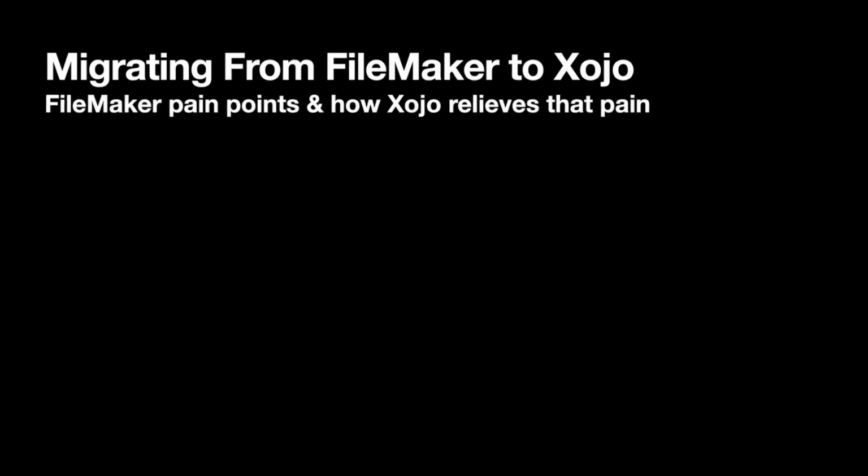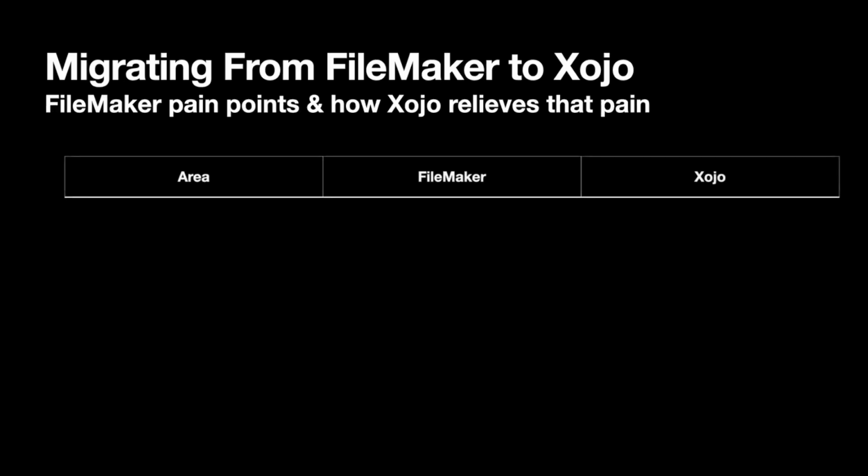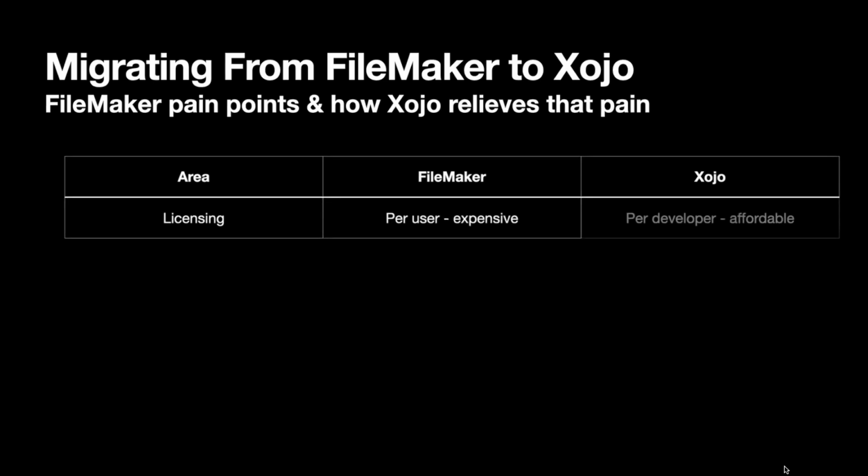Now, let's talk about FileMaker's pain points and what Xojo does to relieve those pain points. So first of all, of course, licensing. FileMaker is a per user license, which can make it expensive. Xojo's per developer license, which makes it quite affordable.